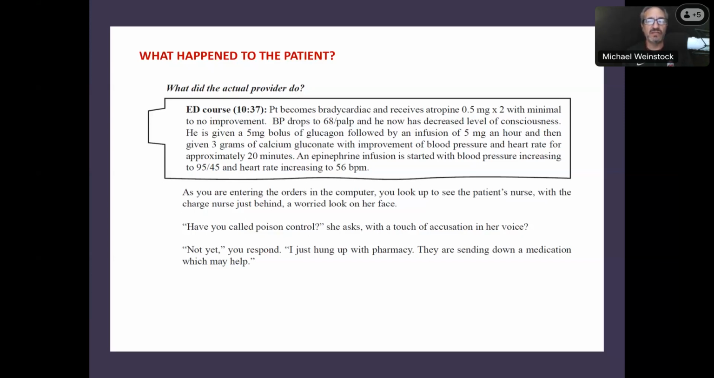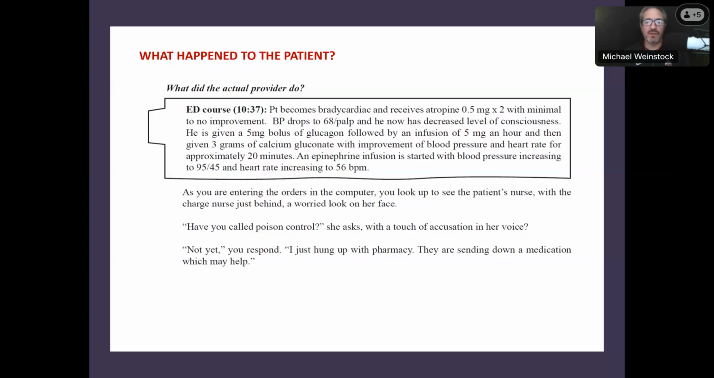So what happens with this specific patient? He becomes bradycardic, gets atropine a couple of times, really not significant improvement. He gets more hypotensive. It's going down to 68. It doesn't have a whole lot lower to go, right? Decreased level of consciousness, 5 milligram bolus of glucagon, then at 5 an hour. And then the 3 grams of calcium gluconate, I think, if I'm reading this right, was given again. He has the epinephrine infusion started. Sean, you talked about that. Blood pressure went up to 95 systolic, and his heart rate went up to 56.